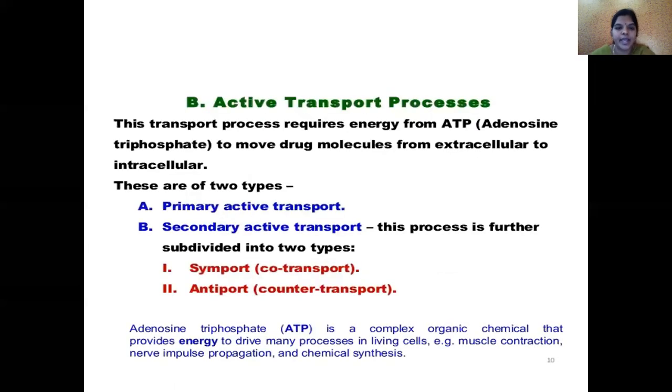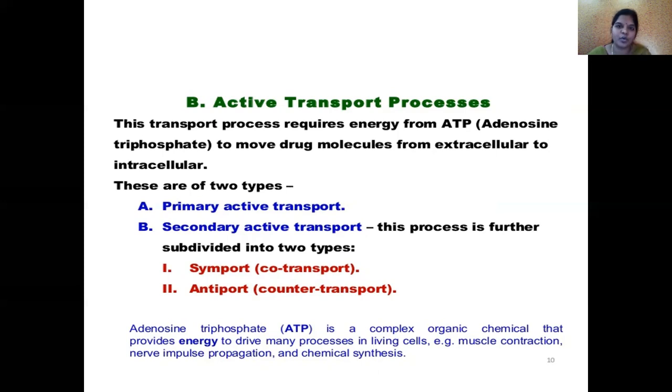And then next, active transport processes. Active means definitely they should be active, so they need some energy, simple. Just remember it as a simple thing, active. If they should possess some activeness, they need some energy. To speak, we need to take some food and all, then only our voice will be loud. Same like that, it needs some energy, that is in the form of ATP. What do you call ATP? Adenosine triphosphate. To move the drug molecules from extracellular fluid to intracellular fluid.